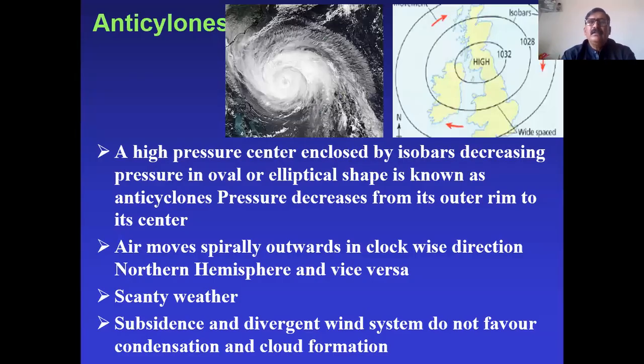Then the anticyclone. This is the reverse or opposite system developed in the atmosphere to the cyclone. It is a spherical circulation that is clockwise in the northern hemisphere and anti-clockwise in the southern hemisphere.